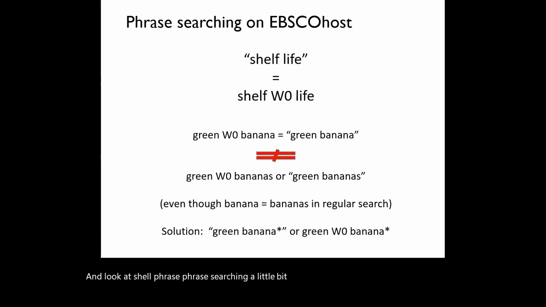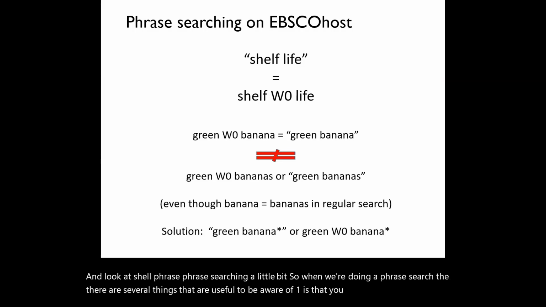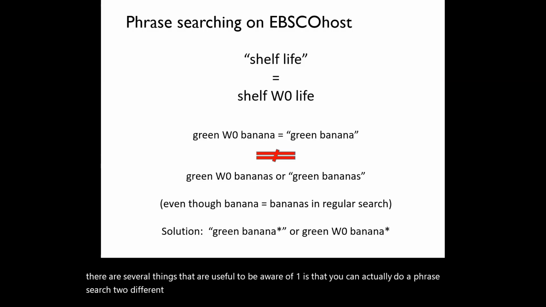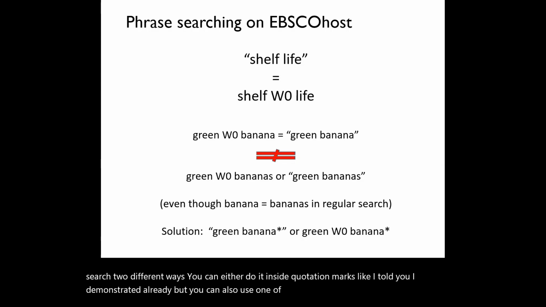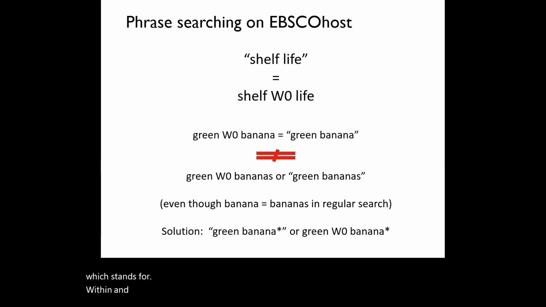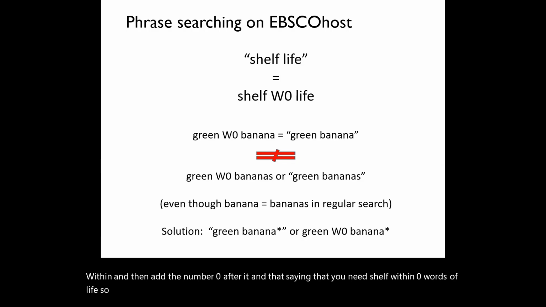So when we're doing a phrase search, there are several things that are useful to be aware of. One is that you can actually do a phrase search 2 different ways. You can either do it inside quotation marks, as I demonstrated already, but you can also use one of our proximity operators. You can use the W, which stands for within, and then add the number 0 after it. And that's saying that you need shelf within 0 words of life. So that means 0 intervening words. And within means that it has to stay in that order. So shelf would always have to stay in front of life.